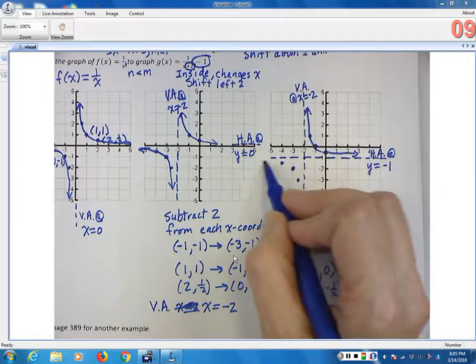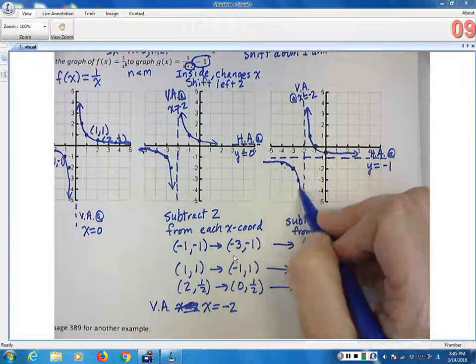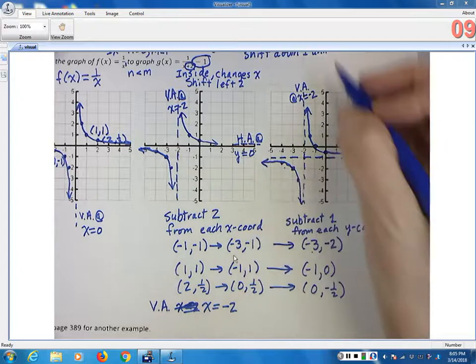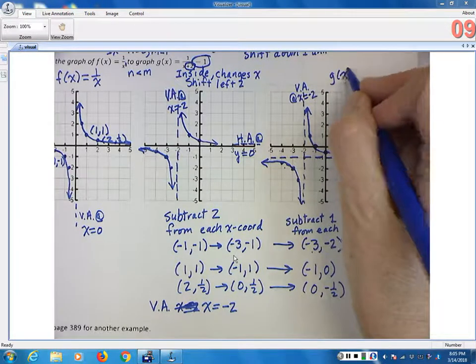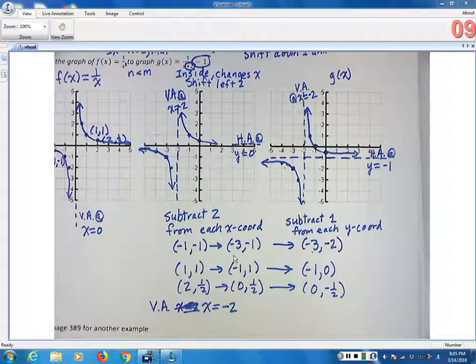And we've shifted our graph. This is g of x. Okay, so inside the function, because it's a 1 over x function, it's going to be when we're adding or subtracting something to the x in the denominator.